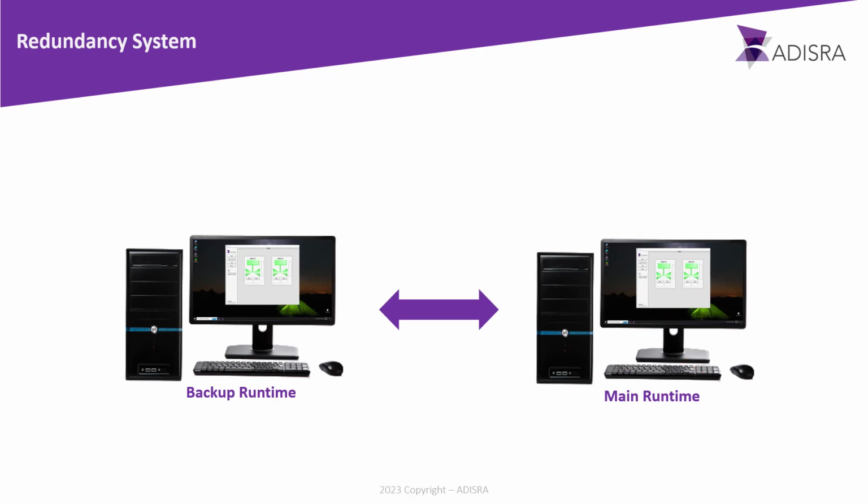In a redundancy system between two machine runtimes, all modules, such as the proprietary database, alarms, events, and more, will possess redundancy to ensure seamless operations. However, if the database is external, the redundancy system needs to be implemented within the database software itself. This video will provide the main steps to configure the redundancy system between two runtime machines.